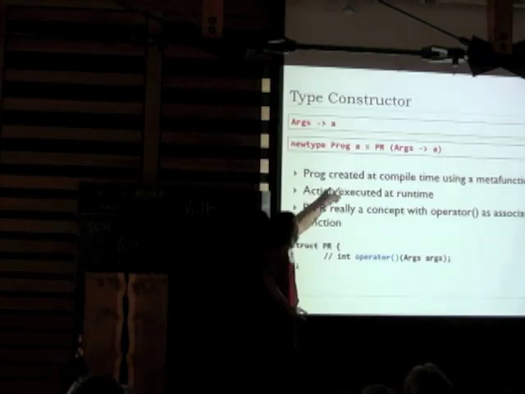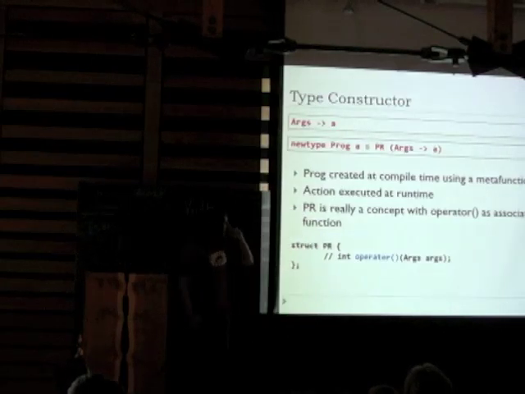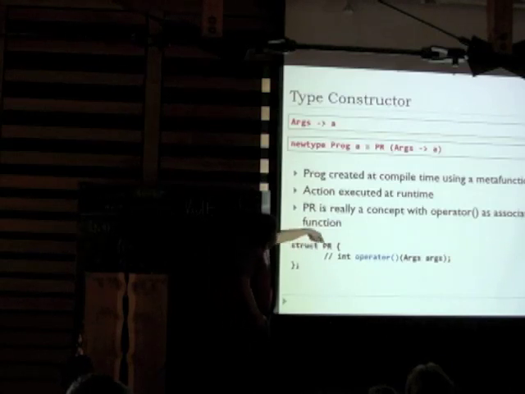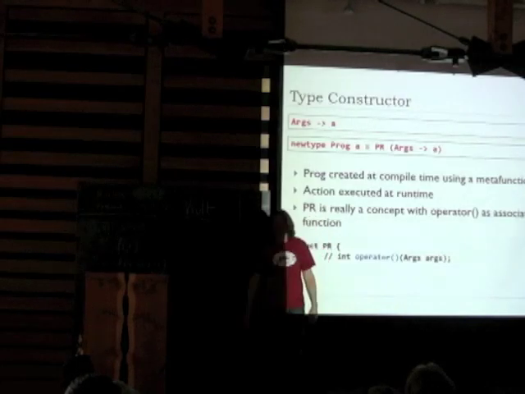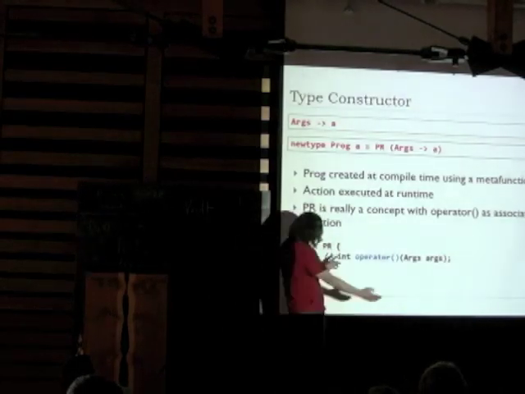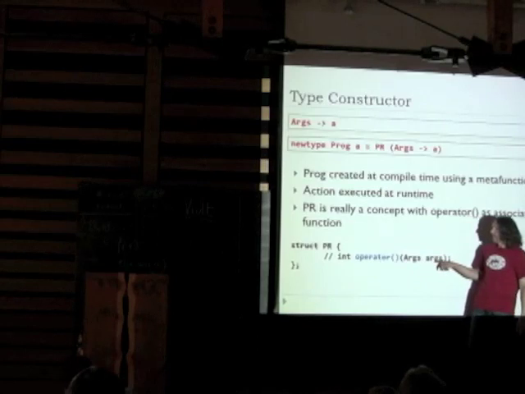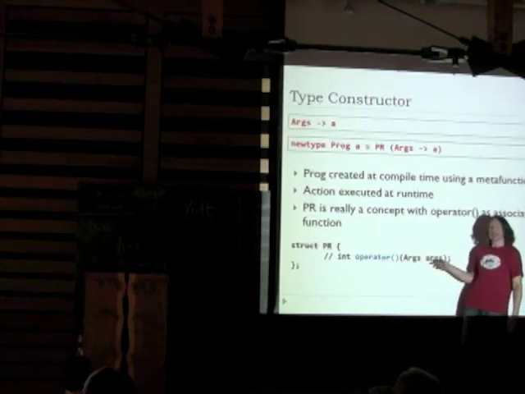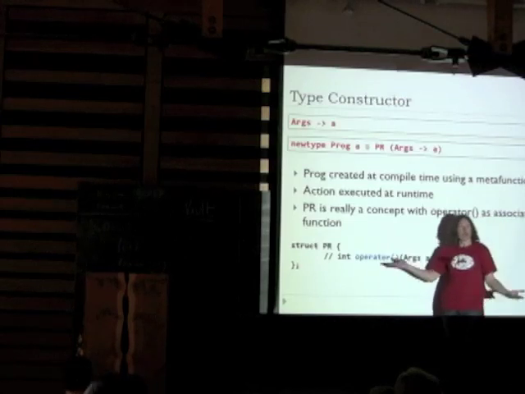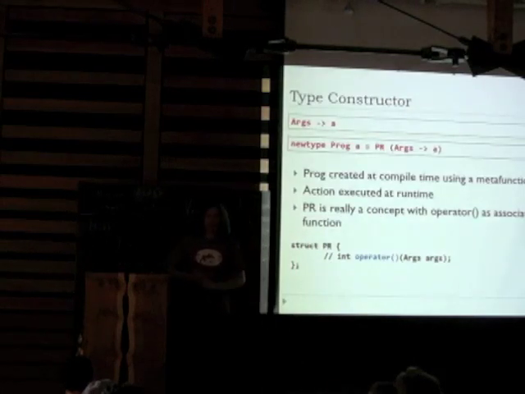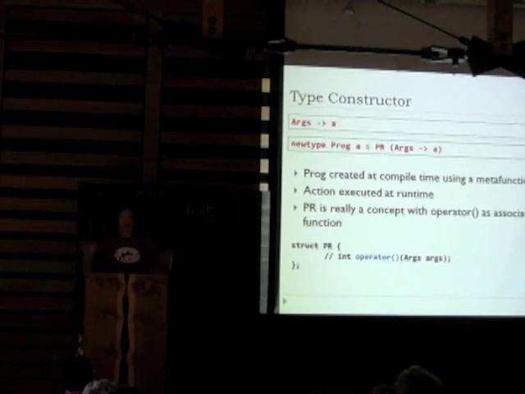Now this PR here should really be a concept. And in C++ there is no correspondent for it. PR should be a struct that has operator function call defined. So this is my action here. And PR is a constructor that takes it, that encapsulates this action. However, I cannot really express it in C++. I mean, if I put virtual here, then it would work. But I don't want this to be virtual because I want to do this as much at compile time as possible. I don't want runtime polymorphism. It's not valid.